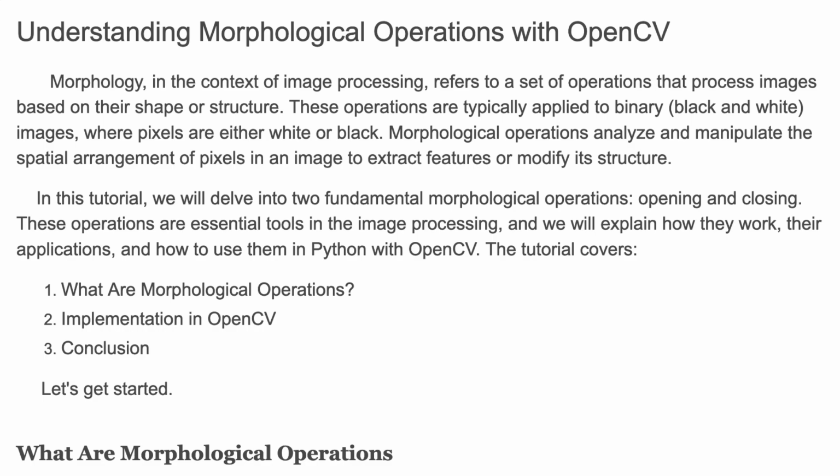In this tutorial I'm going to explain morphological operations with OpenCV in Python. Morphology in the context of image processing refers to a set of operations that process images based on their shape and structure. These operations are typically applied to binary images where pixels are either white or black. Morphological operations analyze and manipulate the spatial arrangement of pixels in an image to extract features or modify its structure.